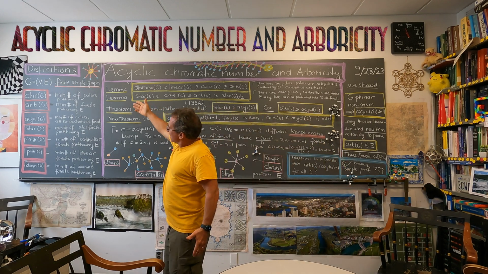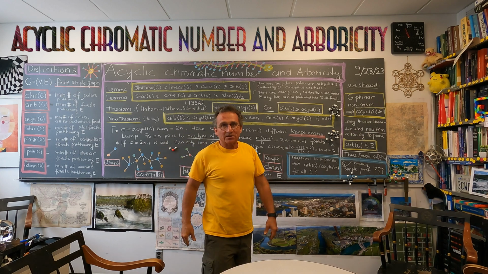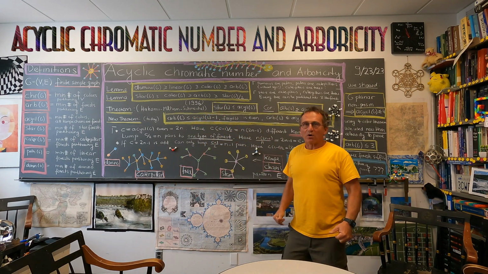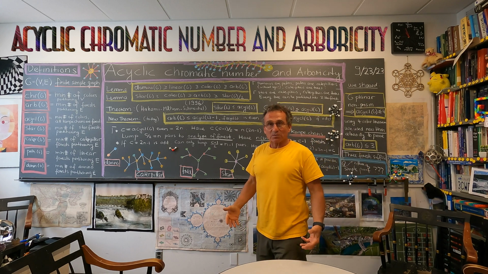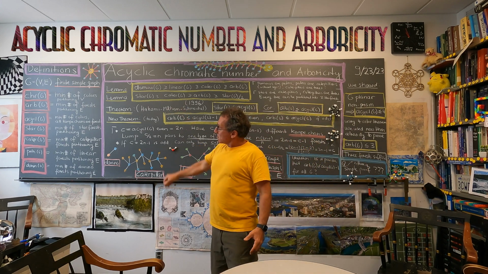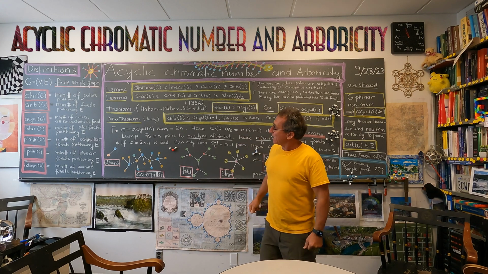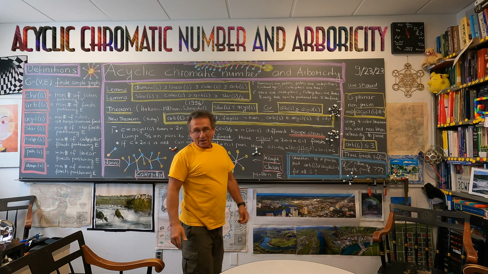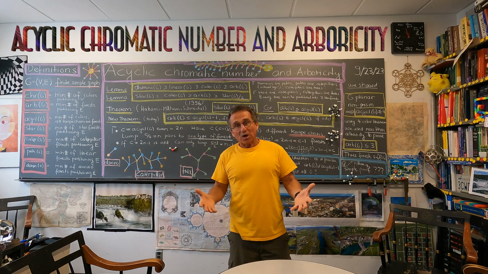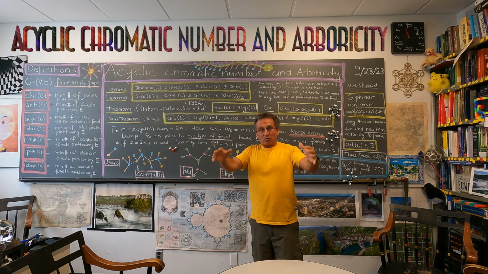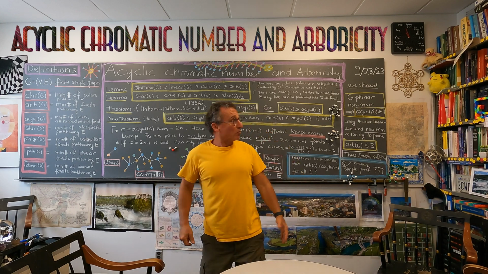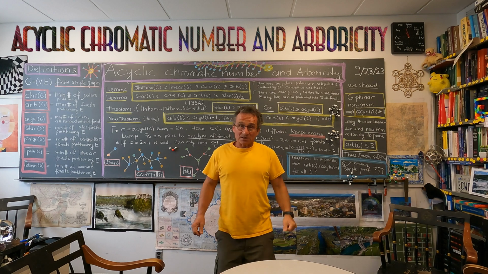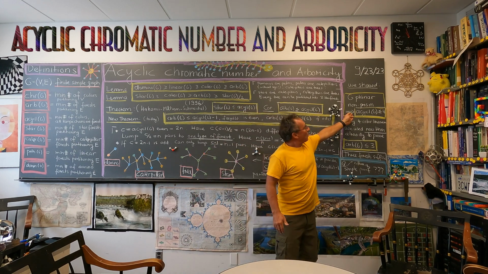And the chromatic number, that's a well-studied number. The arboricity also, the minimal number of forests one needs to cover the edge set of a graph. And then this is the acyclic chromatic number, which is the minimal number of colors such that all Kempe chains have no loops.